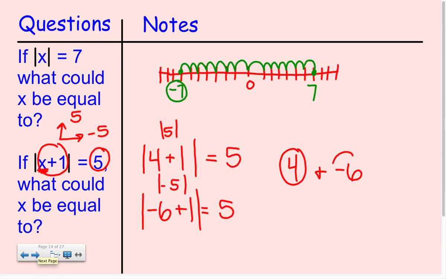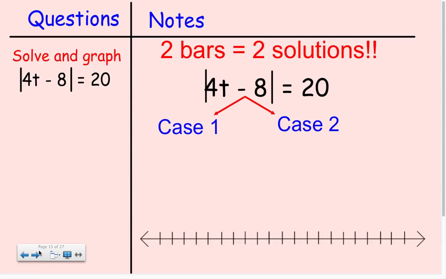So my 2 solutions are 4 and negative 6. So just like the top example, I ended up with 2 solutions. On this one, I also end up with 2 solutions. That's going to be the pattern for the lesson. There's always going to be 2 solutions to every absolute value equation. All right, now we're going to get a little bit more complicated equation. So this one is the absolute value of 4t minus 8 equals 20. One thing we use to help you remember that there's going to be 2 solutions is that if you think of there's 2 absolute value bars, then there's going to be 2 solutions.